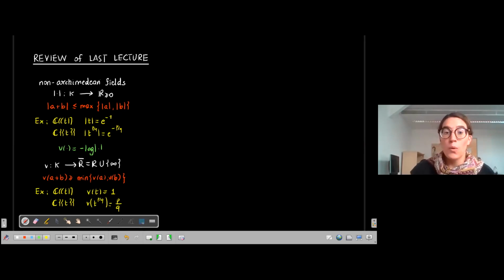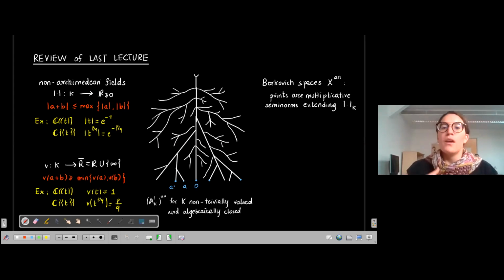So the main topic of my first lecture was the introduction of what a Berkovich space is. If we just consider the K points, we have a pretty bad topological space. It's usually totally disconnected. And so we work with Berkovich space. In some sense, we have new points, and these new points are multiplicative semi-norms that extend the norm that was given on K. So here is the picture of the Berkovich affine line that we constructed together.